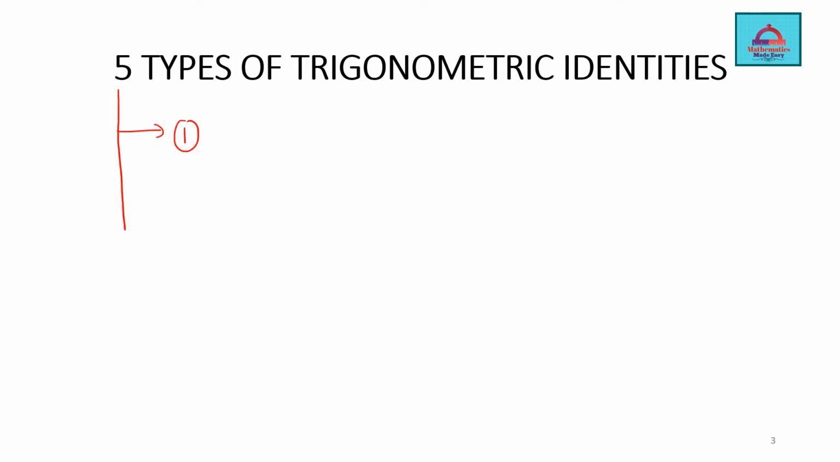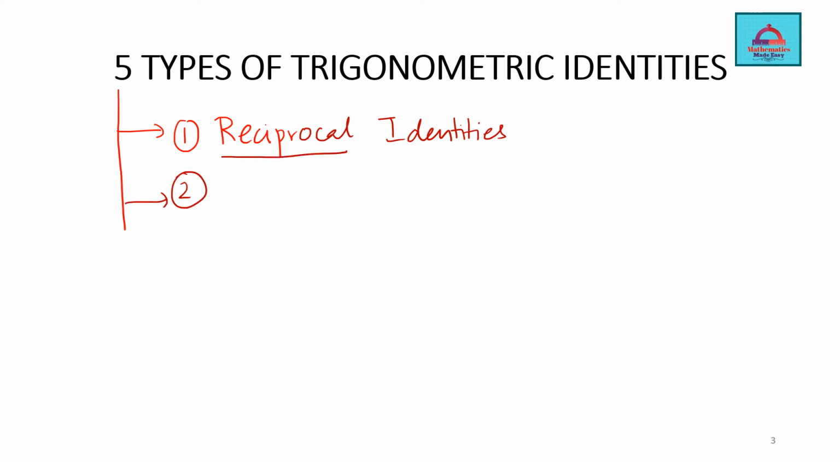The first one that we will see today is called reciprocal. Just excuse me for the overwriting. Let me correct it. Reciprocal identities. So reciprocal identities, as the name suggests, you are going to take a reciprocal. That means you are going to interchange the numerator and denominator.